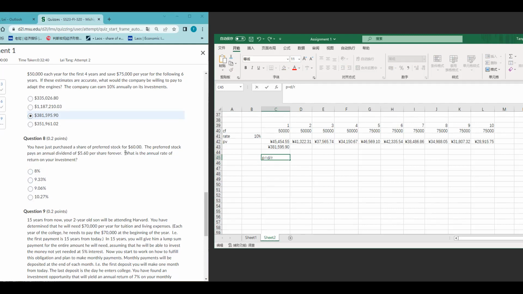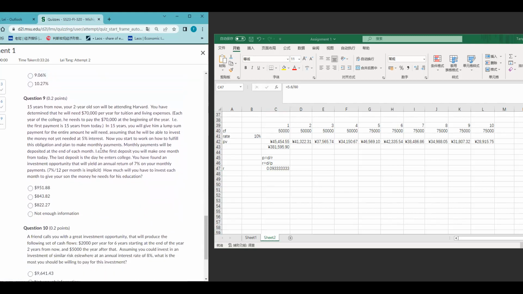So for this question, the question asks what is the annual rate of return. So we use the rate, R equals dividend divided by the preferred stock price P. So the answer is easy. The dividend is 5.6 divided by 60. Sorry, so here's the answer. So the rate is 9.33%. So we choose the answer as we.